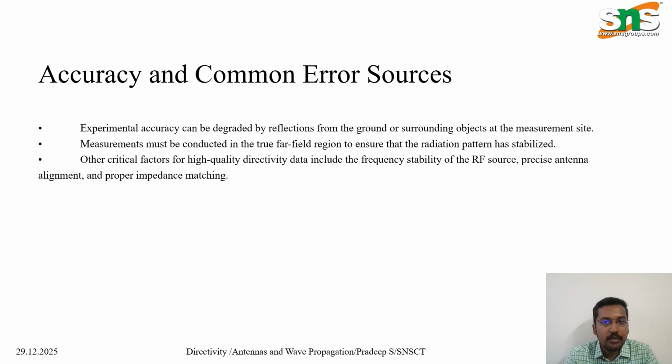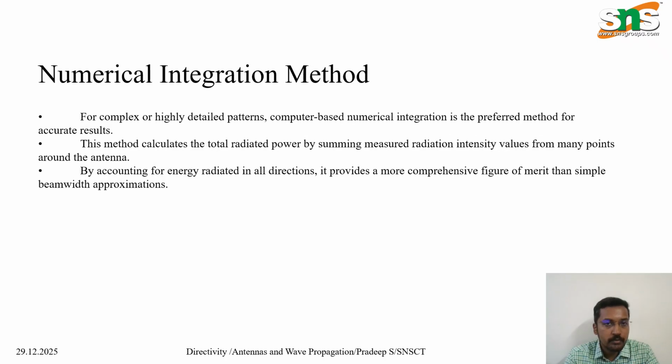Several factors can reduce measurement accuracy. Reflections from nearby objects or the ground can distort the radiation pattern. Measurements must always be performed in the far field region to obtain stable results. Other important requirements include frequency stability, proper antenna alignment, and good impedance matching.